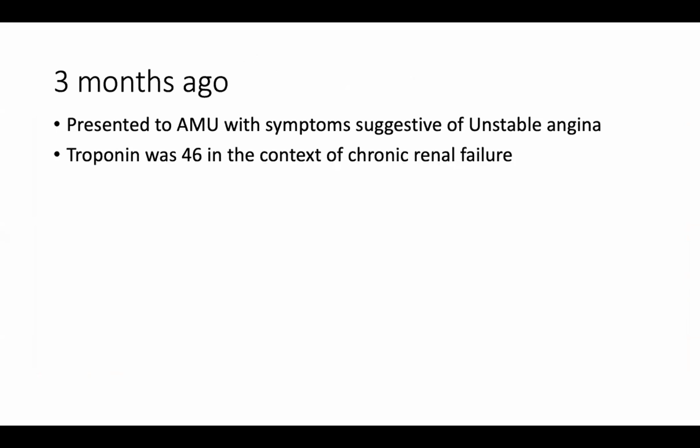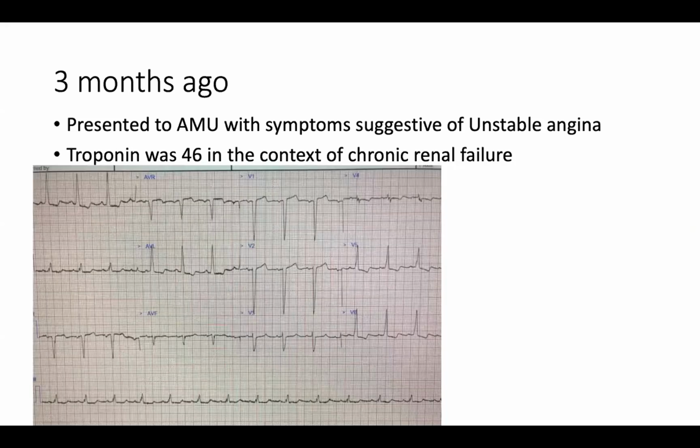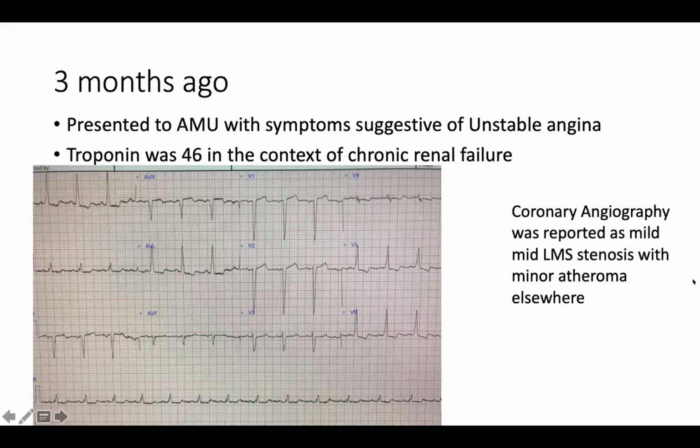Yeah. Now, 3 months ago, she presented to AMU with symptoms suggestive of unstable angina. At that time, her troponin was 46, and that was, if you remember, in the context of chronic renal failure. And this was the ECG then, just 3 months ago. At that time, a different interventional colleague took her to the cath lab for diagnostic coronary angiography and reported a mild mid-left main stem stenosis with minor atheroma elsewhere.